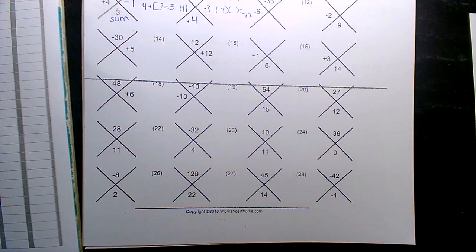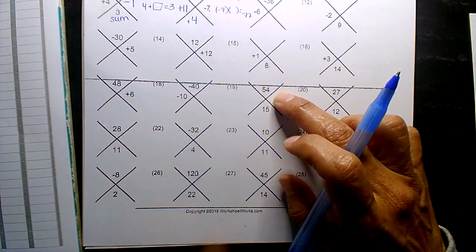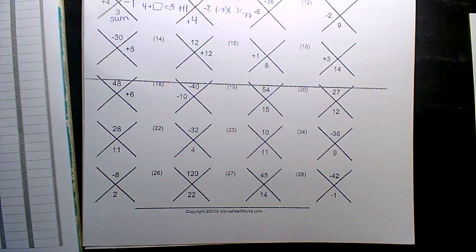Find the arrow. Okay, so I'm doing 19. Hold on. Okay, so look. You need to find two numbers that make 54.